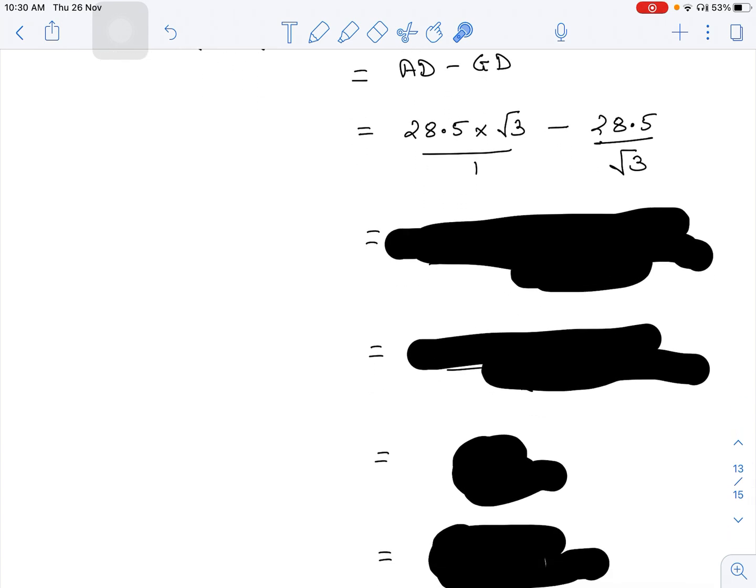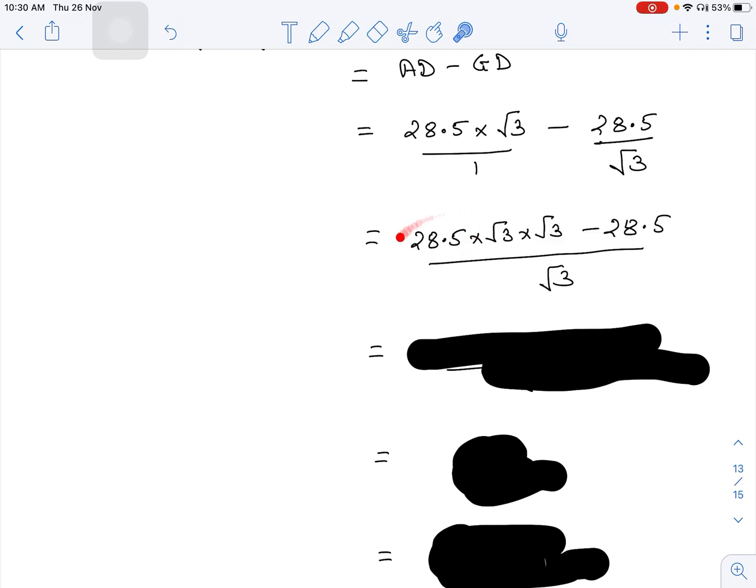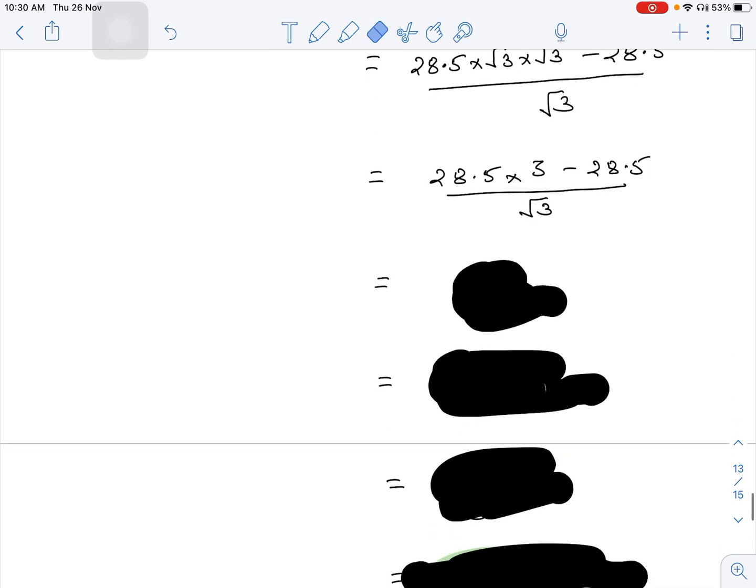Here, root 3 is there and the denominator is 1, so let us take the LCM. Root 3 will multiply here, 1 will multiply here, so in the next step you will get 28.5 into root 3 into this root 3, minus 1 into 28.5, over root 3. Now this root 3 into root 3 will become 3. So in the next step we get 28.5 into 3 minus 28.5 upon root 3. Now this value we get as 57 upon root 3.